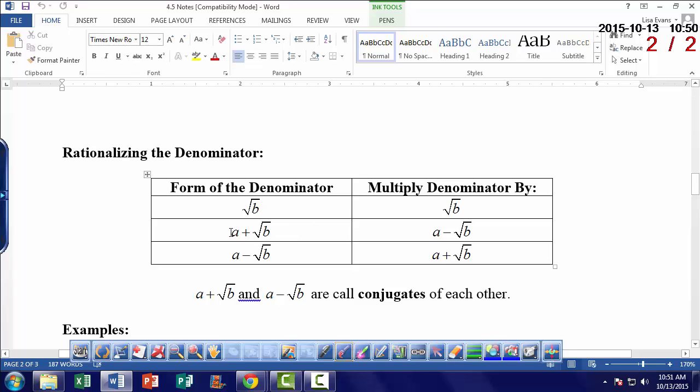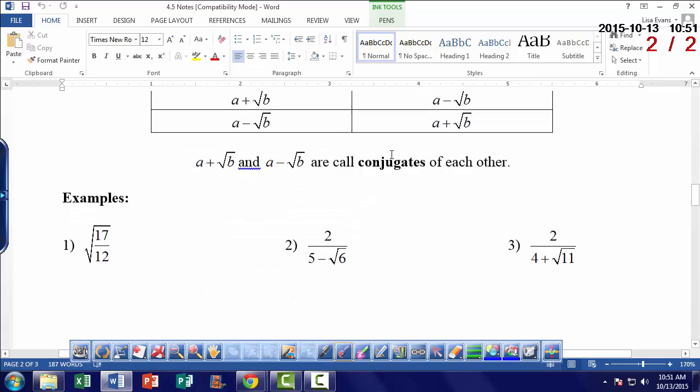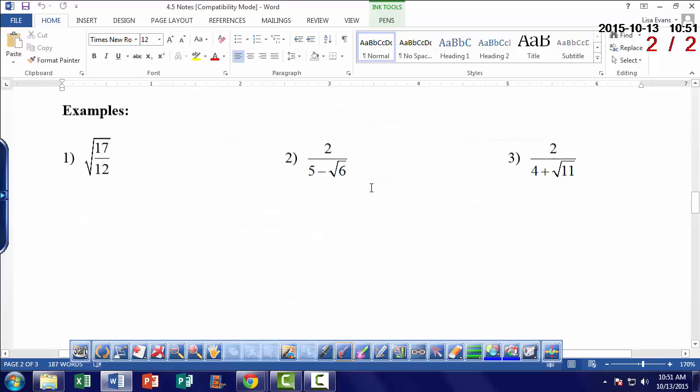If we have a plus square root of b, you would multiply by a minus square root of b, so that's the conjugate. It's not the opposite of both numbers. We're only changing the sign in the middle, which is why we call it a conjugate. We'll just go ahead and get started, and we'll take a look back at this chart as we do these problems.